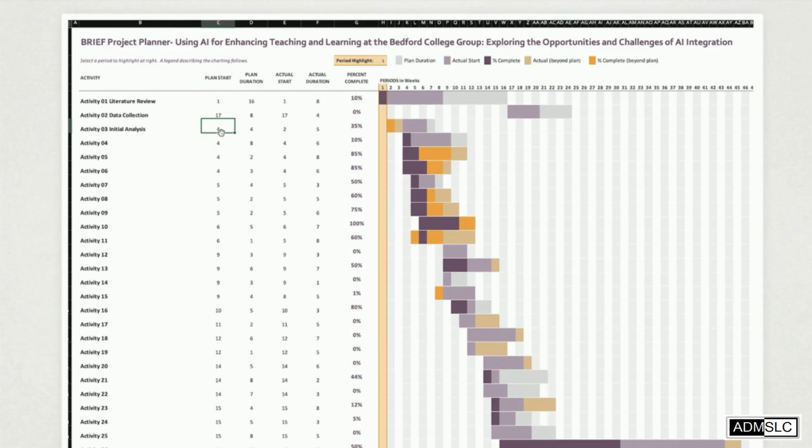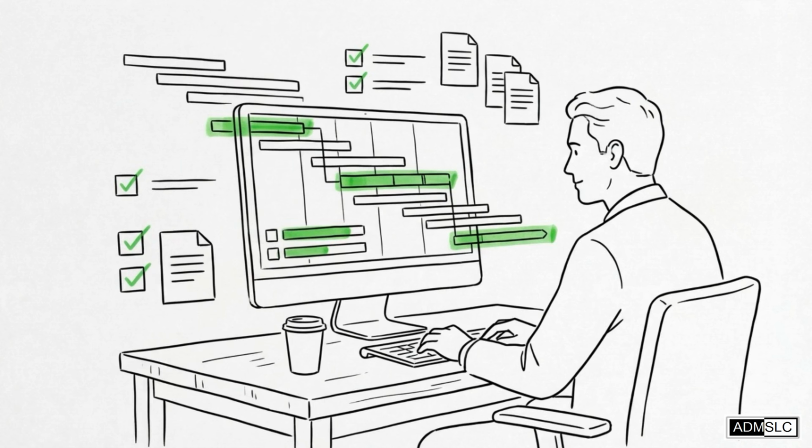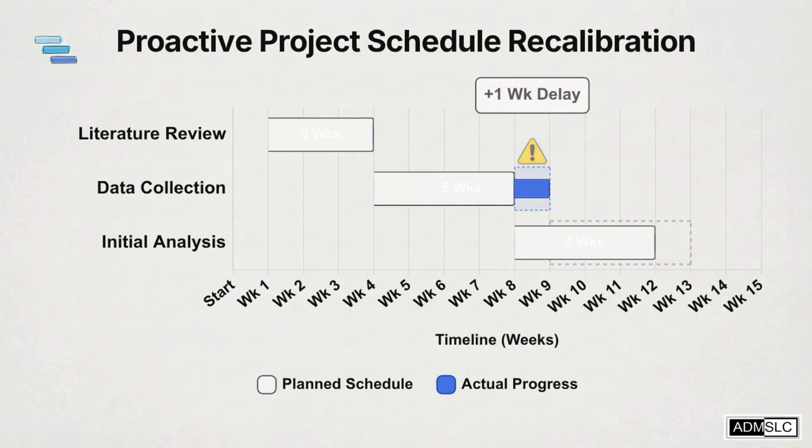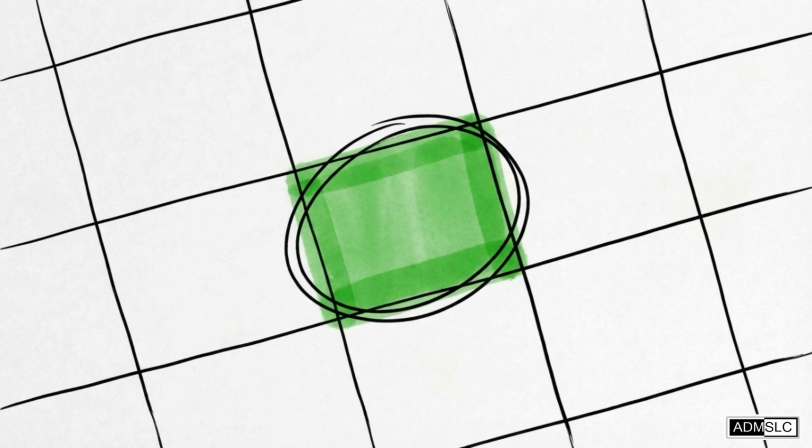Look down at Activity 02 and Activity 03. By updating the actual start week, the colored actual blocks shift independently from your original gray baseline plan blocks. The visual gap between the gray plan blocks and the colored actual blocks instantly shows you exactly where a task is falling behind schedule. Consistently logging these actuals prevents last-minute panics. It gives you the precise data you need to adjust your upcoming tasks long before the week 14 deadline is compromised.